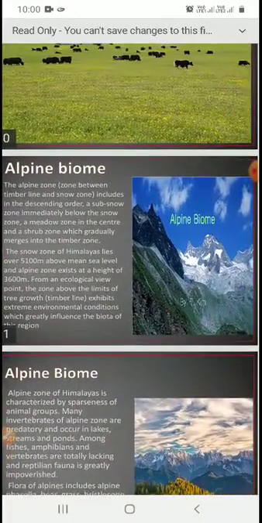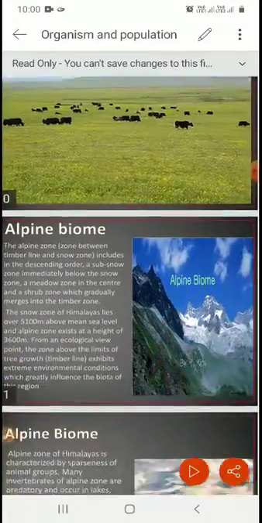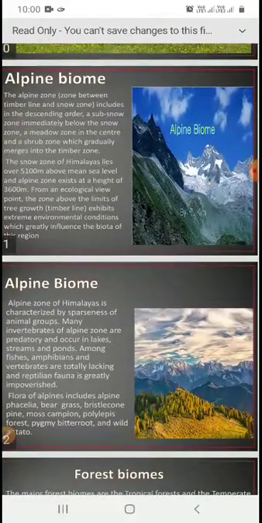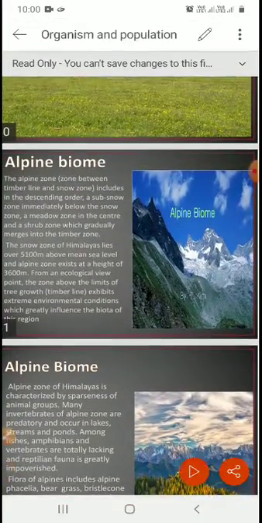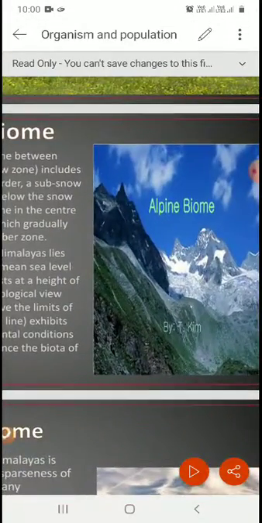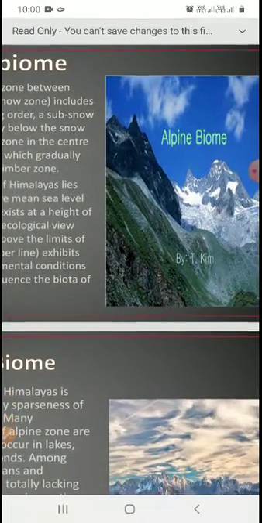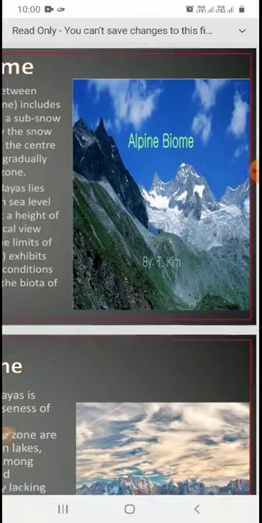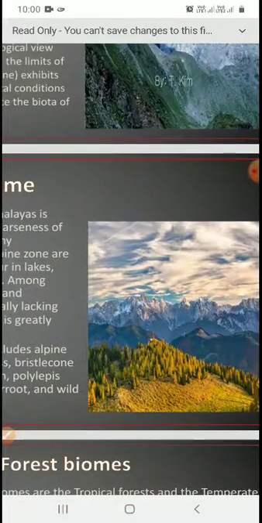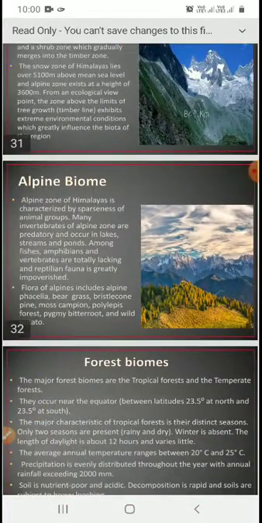So this is the grassland biome. Next, the alpine biome. See, this is the alpine biome. Wow, it is Sikkim. So this is the alpine biome. See how the snow is there. How the snow is there. Next, we will see the tundra.